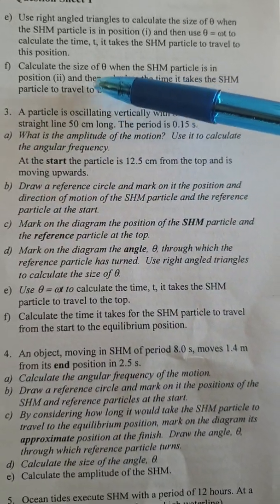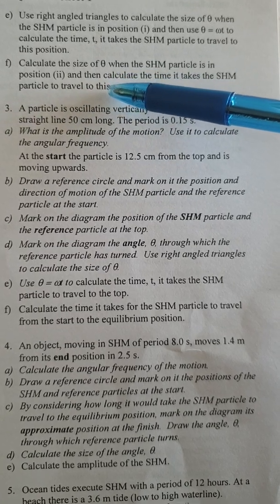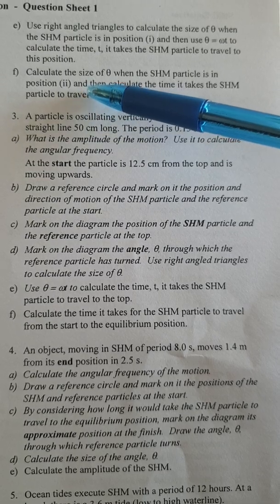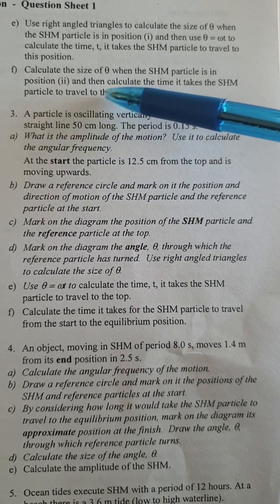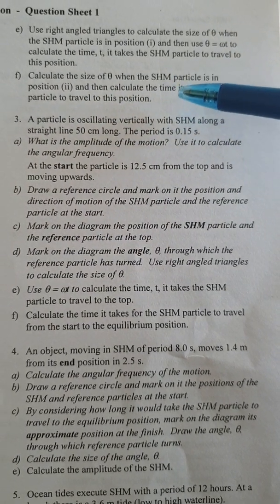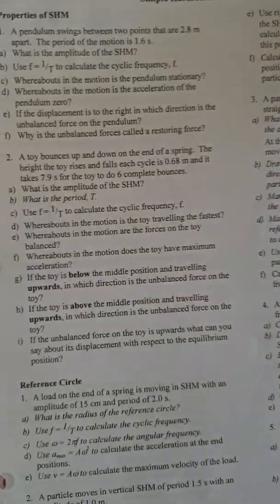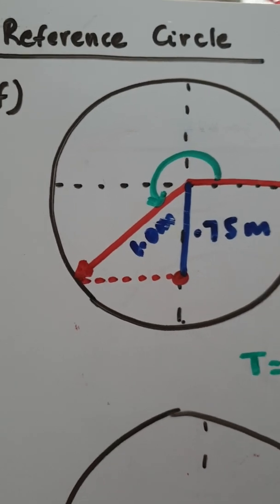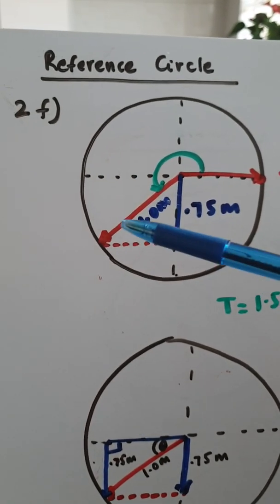Question 2F says calculate the angle theta when the SHM particle is 0.75 meters below equilibrium and moving downwards, and we also have to calculate the time it takes for that simple harmonic motion particle. So I've kind of worked it out. So this is reference circle 2F.